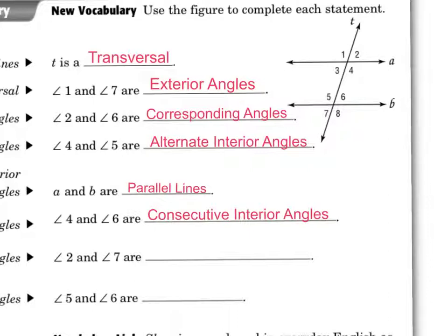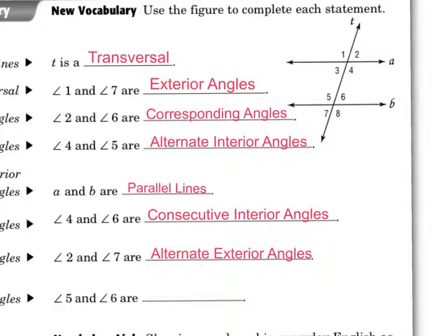Alright, next, angles 2 and angle 7. They're really similar to 4 and 5. What are they? Alternate interior angles. Actually, wrong. They are alternate exterior angles. They are angles on the outside, so they're exterior angles, and they are alternating. Well, you know, one's on the right, one's on the left, one's on the top, one's on the bottom.